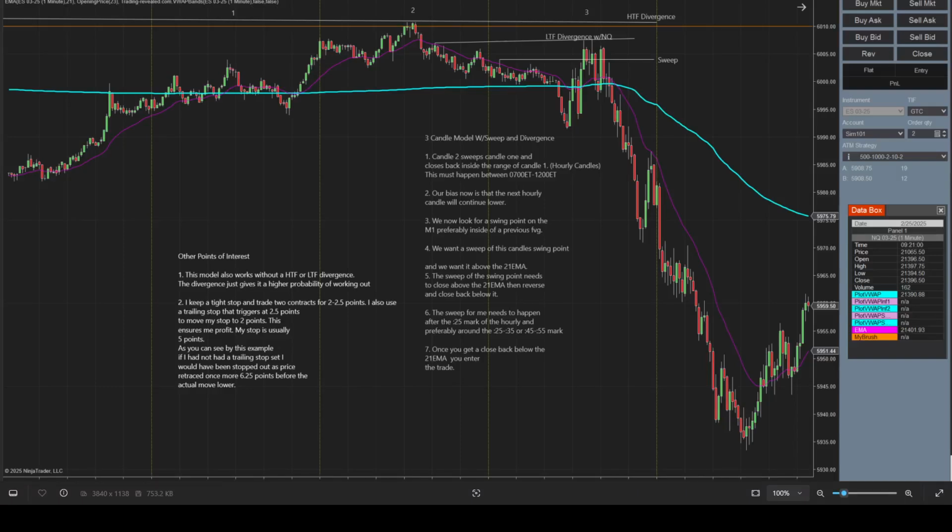All right, guys, this is going to be a little bit better of an explanation on the model that I am currently using, so you can take it, backtest it, see if it might work for you.